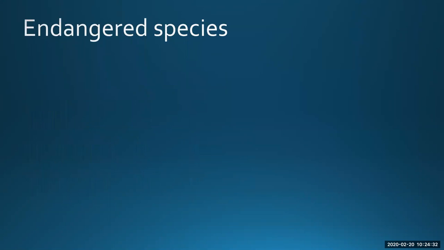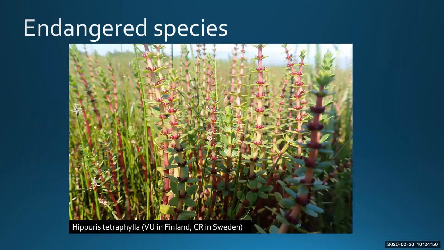Some other major differences that we found are when it comes to endangered species. And as Essie said, we have quite a lot of them in proportion to the amount of species that are in danger up here in the north. An example of an endangered species is the Hippuris tetraphylla, ishavshästsvans in Swedish. It's classified as vulnerable in Finland and critically endangered in Sweden.